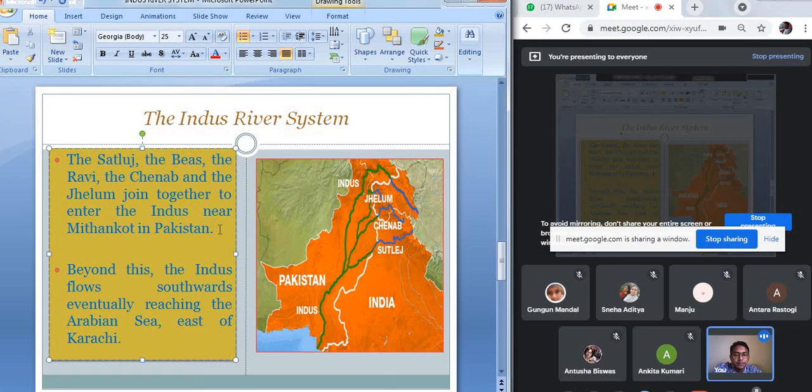Mithankot in Punjab, Pakistan. So here you can see that in the Indian region, the Indus River is flowing. The topmost blue line is the Indus River. Actually, it has entered Pakistan and it is flowing. And here are the five rivers of Punjab, that is the five river system of the Indus River.